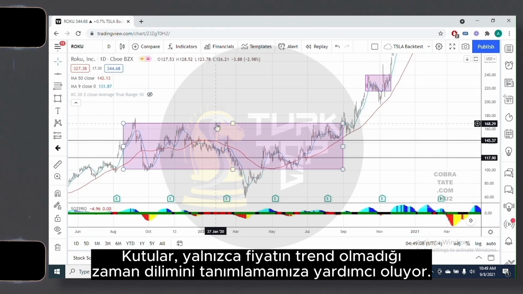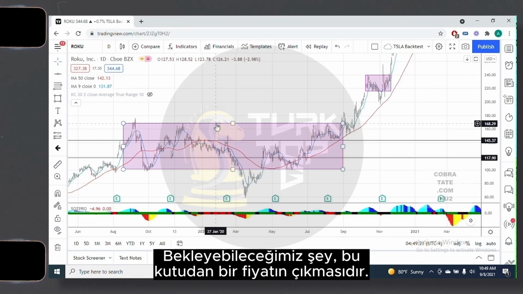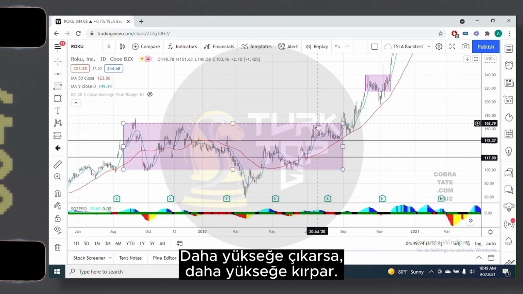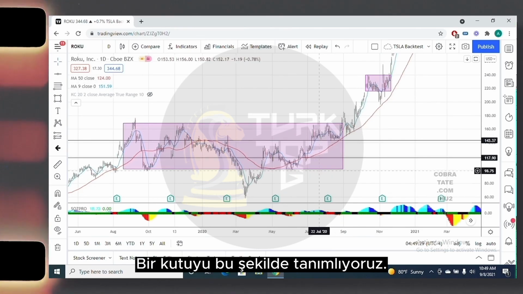These are your box boundaries. Boxes are simply helping us define a period in time where the price is not trending. It helps us define the price range in which it's not trending. What we can expect is once price breaks out of this box, it will trend. If it breaks out higher, it will trend higher. If it breaks out lower, it should trend lower. So that's how we define our boxes.